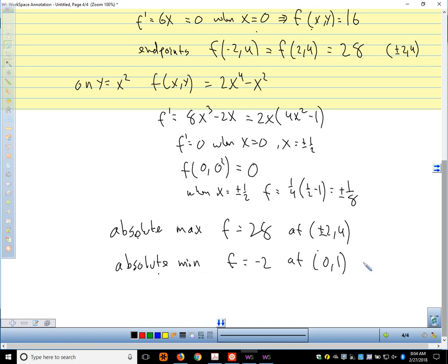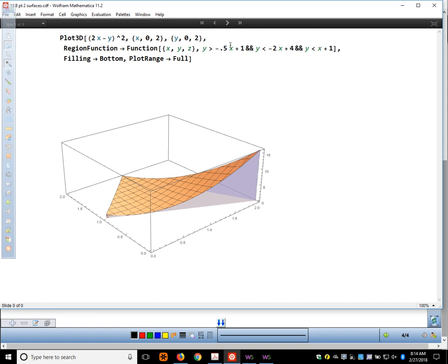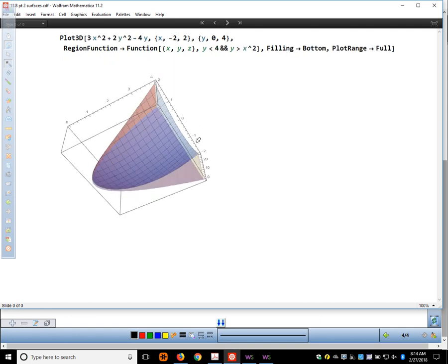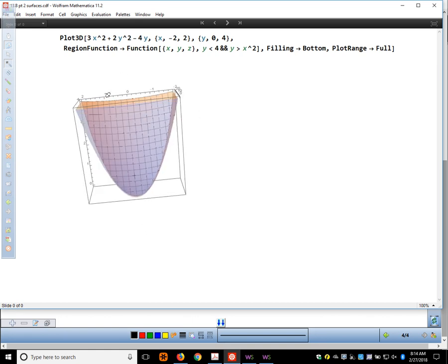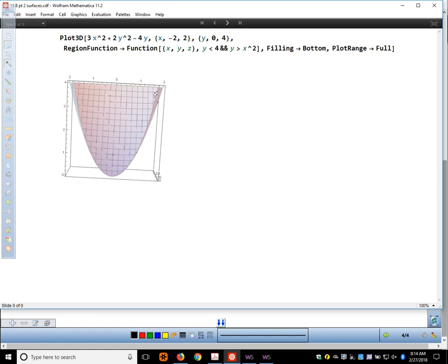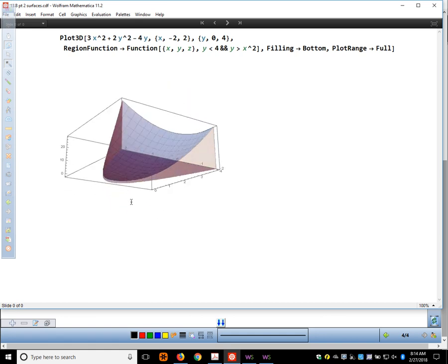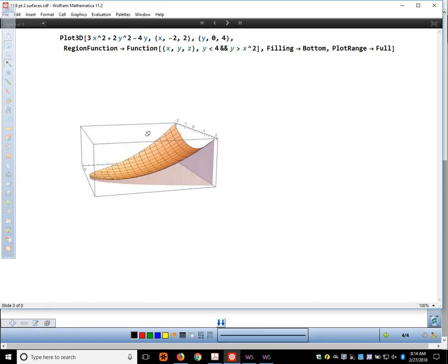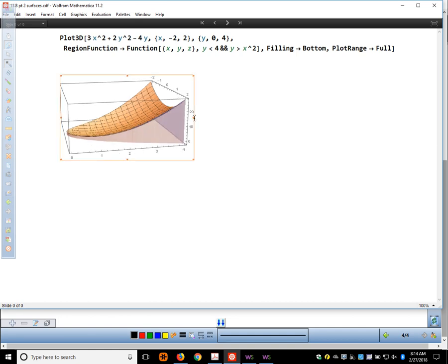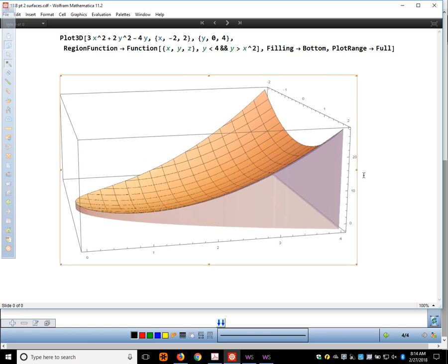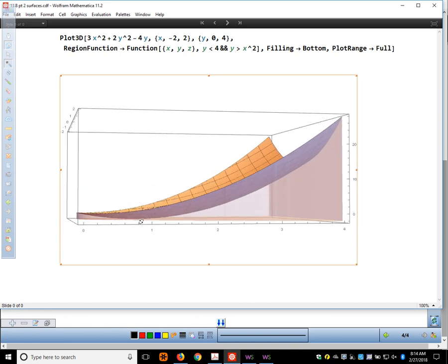So let's take a look at this one. There's our parabolic region. Get it rotated correctly. There we go. In the xy plane. And there is our function. So here are our, there we go, get that bigger. There are our two absolute maximums on the region. And then our absolute minimum would be right in here.